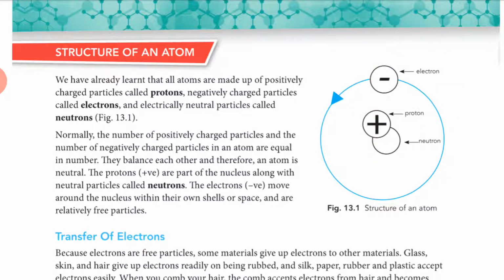So the first topic is the structure of an atom. We know that any substance is made up of a smallest particle. It is called an atom, right? So what is the atom made up of, and what is inside the atom? Let's discuss it.